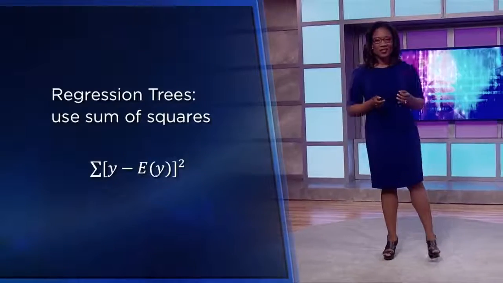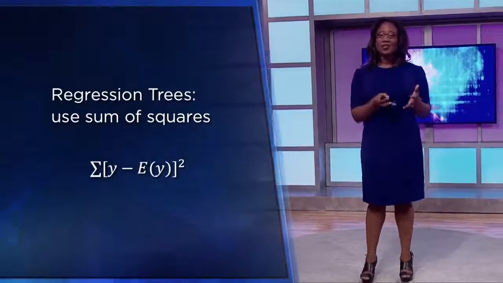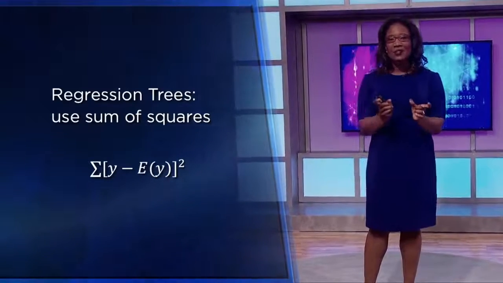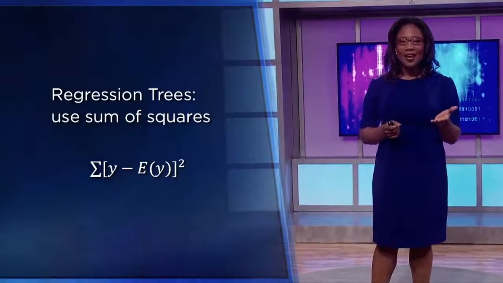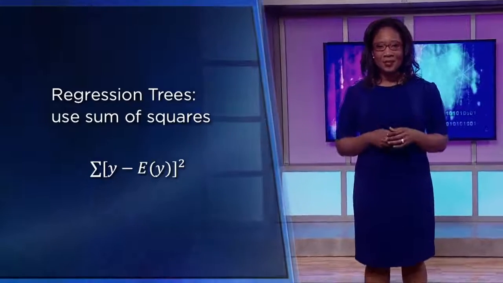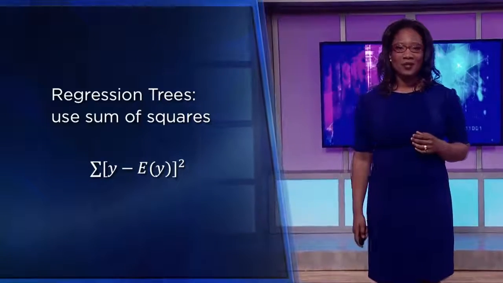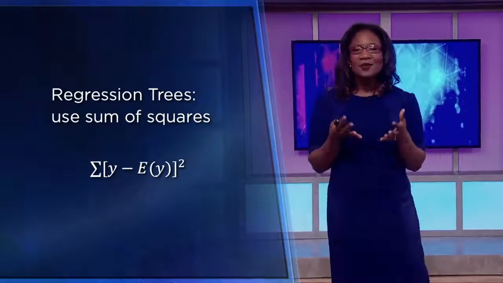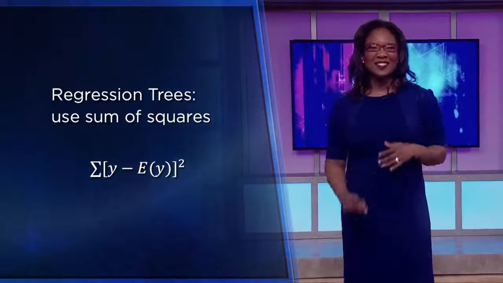Now, regression trees use the sum of squares. In fact, the way that we're going to split our data is to find the point of separation, the greatest separation between y minus the expected value of y quantity squared. So how do we use the data to construct a tree that gives us useful answers? Well, there's a large amount of work that's already done on this type of problem, and this lecture is going to give you an introductory description.